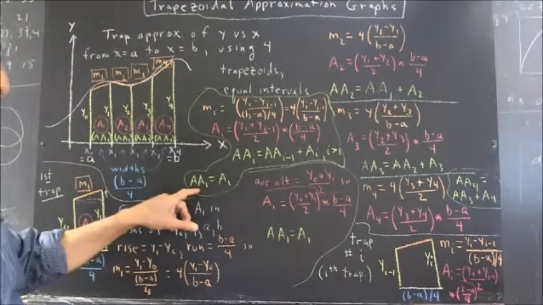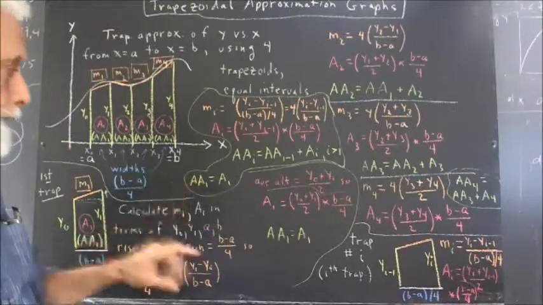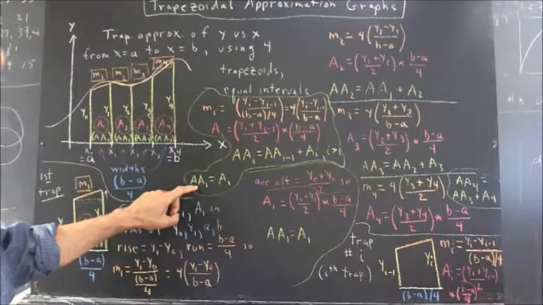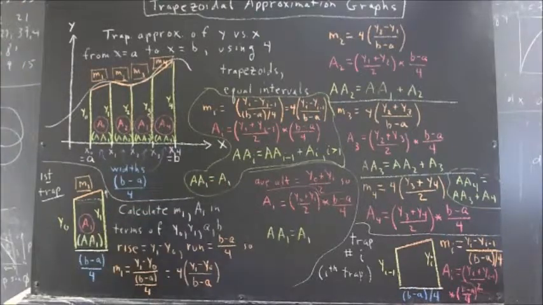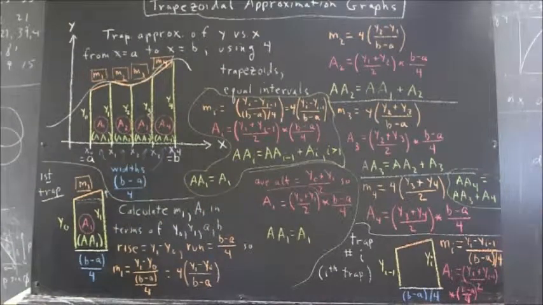Now, if i happens to be equal to 1, well, the accumulated area through the first trapezoid is just the area of the first trapezoid.